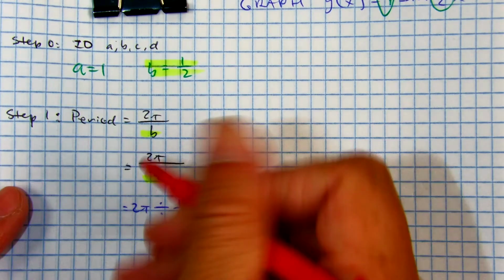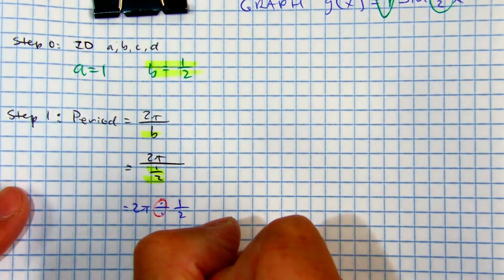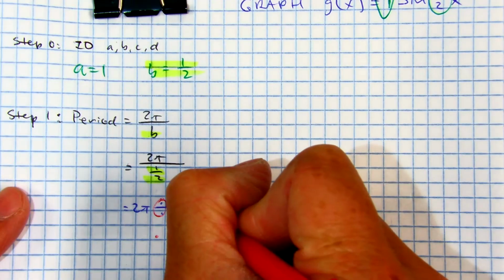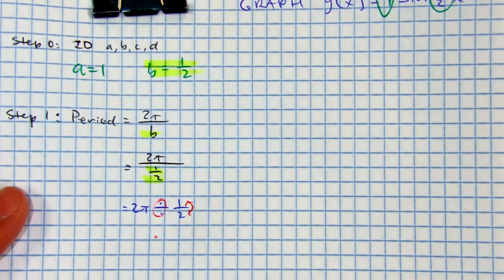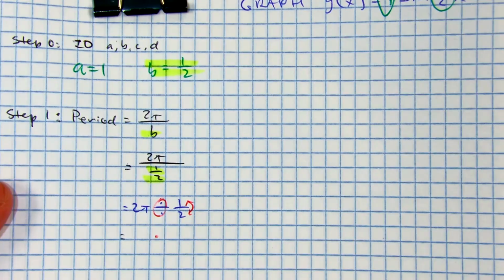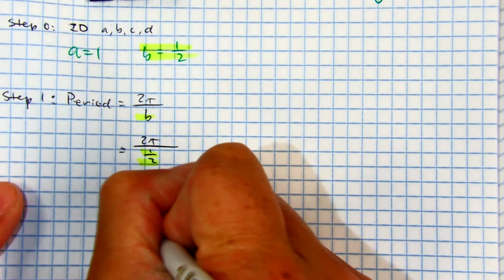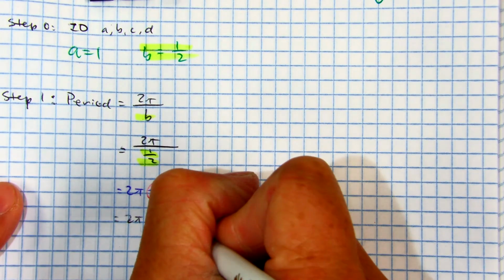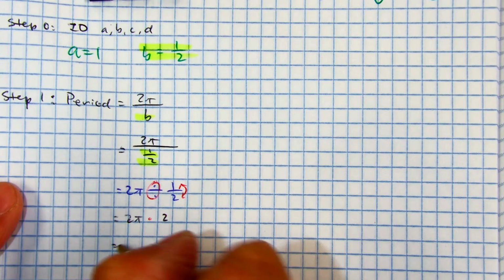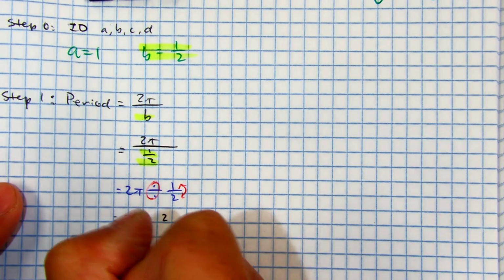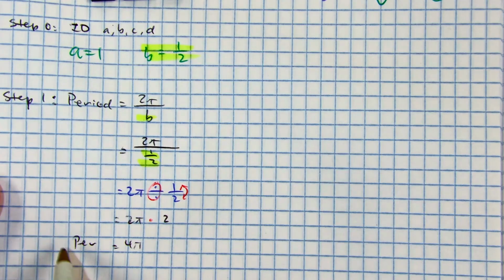Class, what happens here? And here? What do I have? 2 pi times 2 over 1 or 2, which is 4 pi. Raise your hand if you got that. Alright.